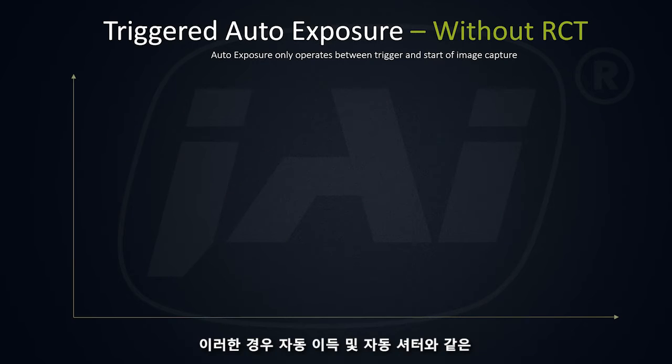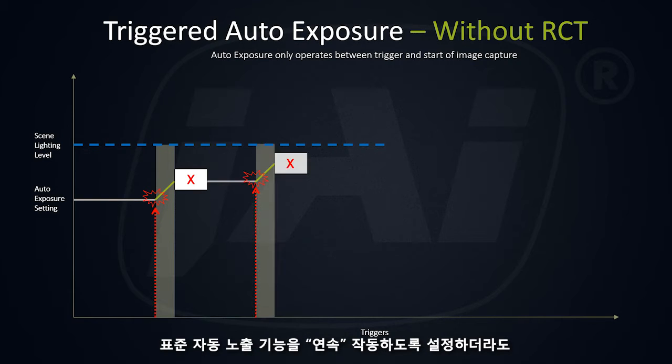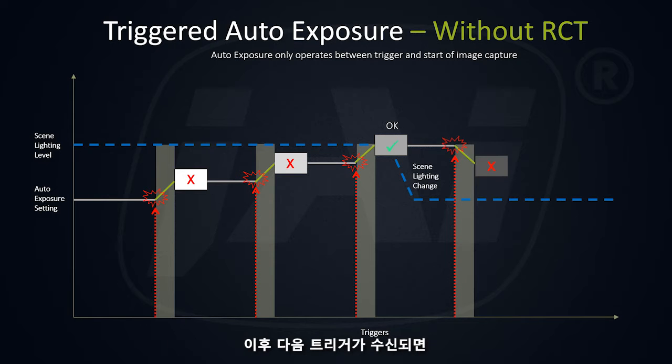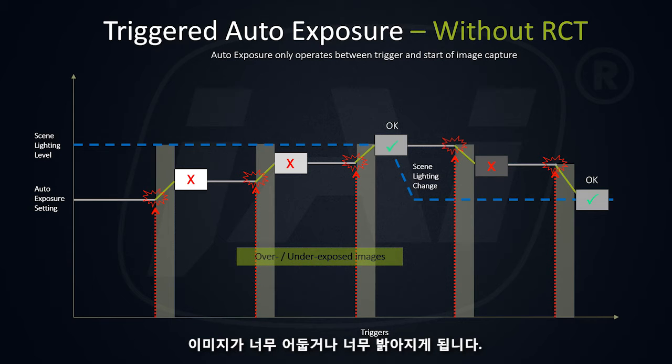In these situations, your standard auto exposure functions like auto gain and auto shutter, even if they are set to operate continuously, will no longer adjust between images because they don't have any video levels to react to. Then, when the next trigger is received, there's only a brief instant for the exposure to adjust, often resulting in an image that is either too dark or too light.